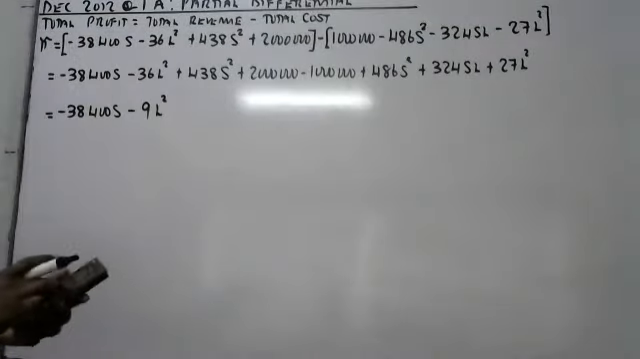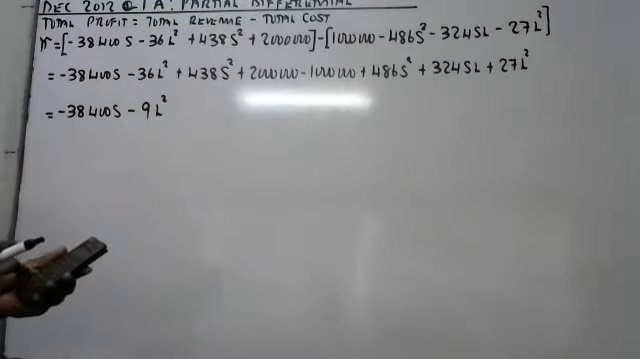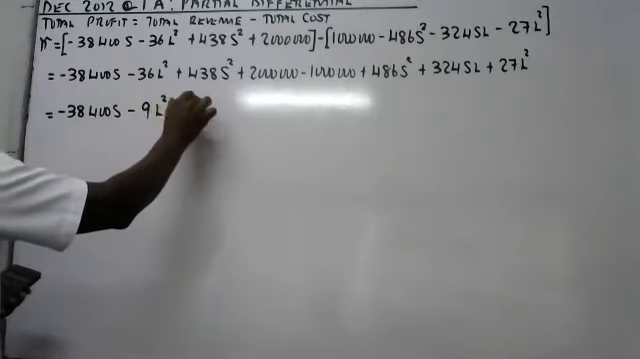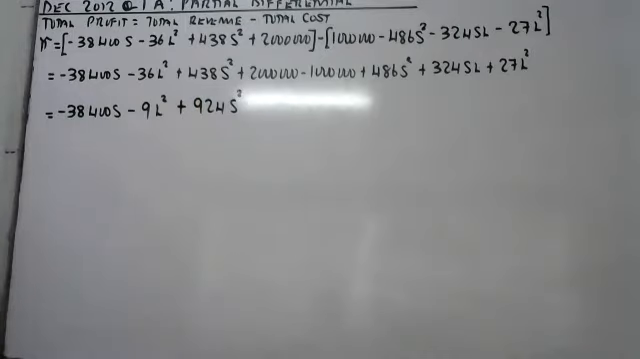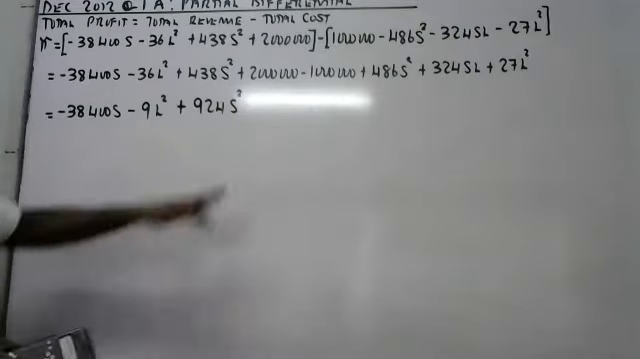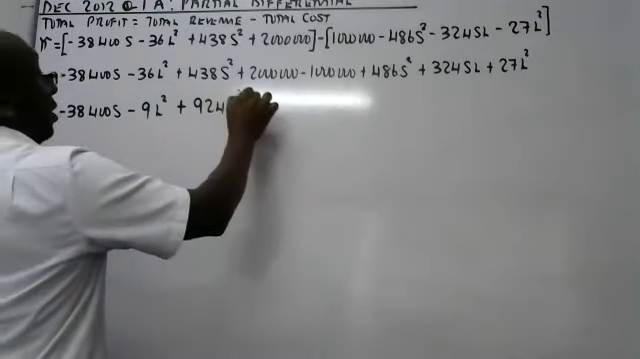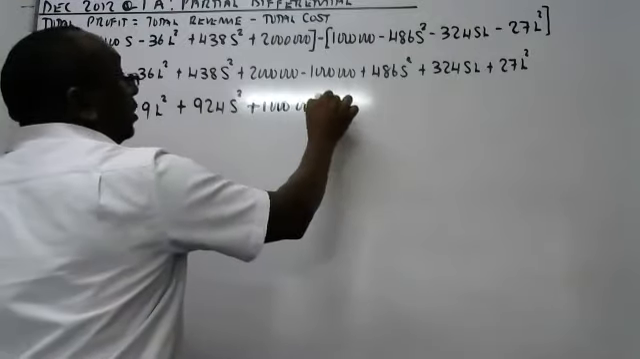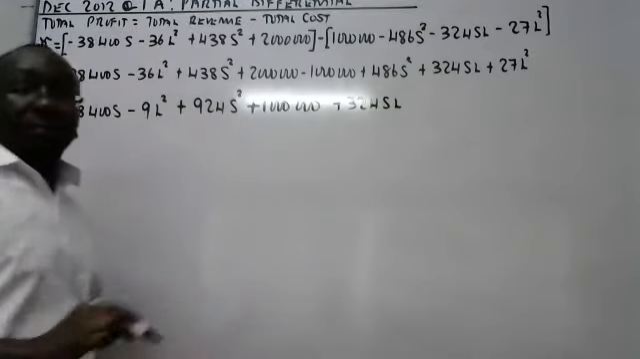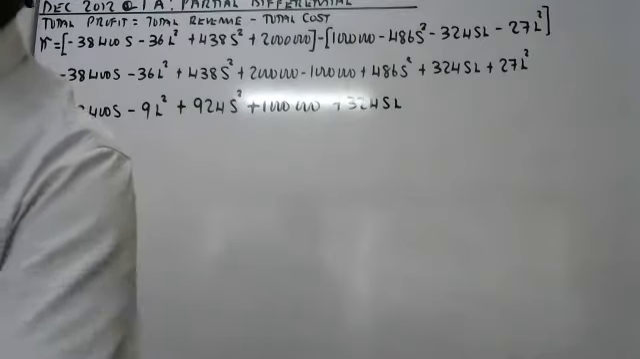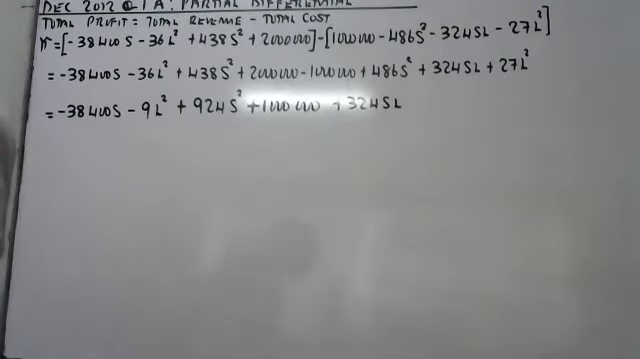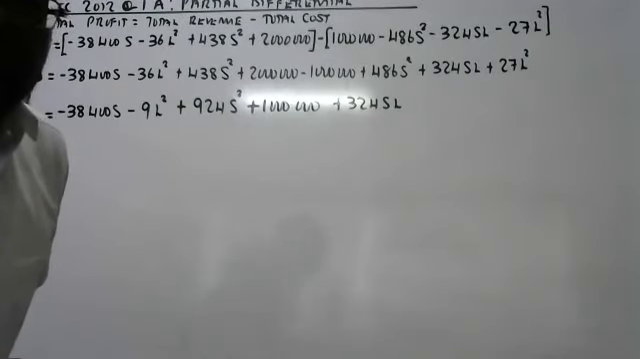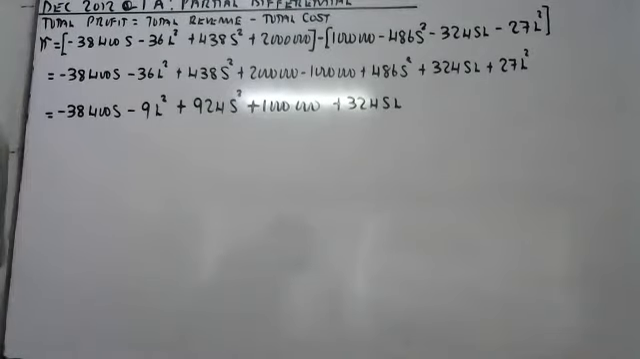This 438 S squared will join the other S squared term. If you take your calculator, 438 plus 486 comes to 924 S squared. Then this 2 million and this 1 million, so that you are left with plus 1 million. And this SL does not have a colleague, so plus 324 SL. So now, that is the profit function.